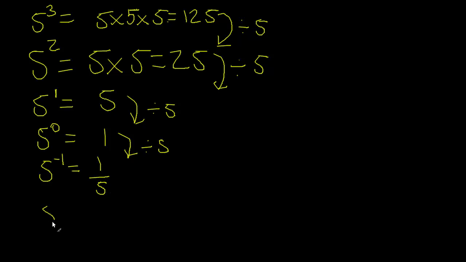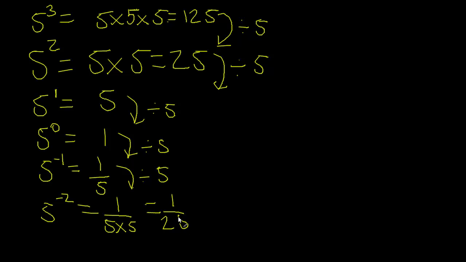And then we could also do 5 to the power of minus 2, which would be the same as taking 1/5 and dividing it by 5 again. So following that pattern on, we would get that's 1 over 5 times 5, which is the same as 1 over 25, which it's not a coincidence that that's actually the same as 1 over 5 squared.